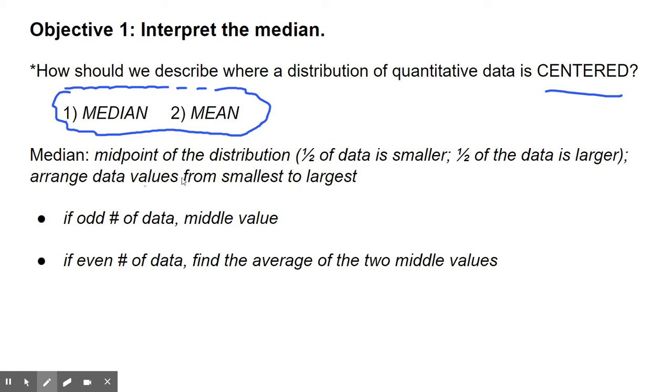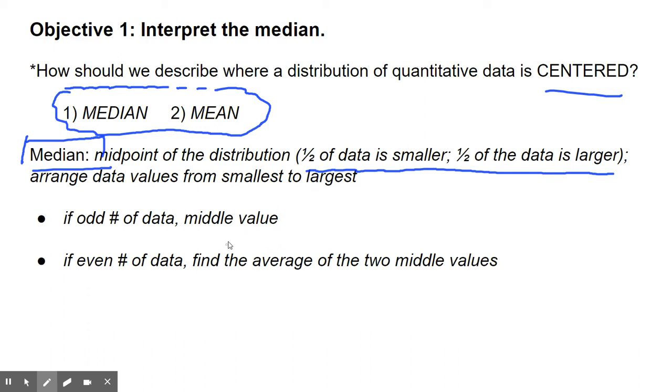So what is the median? It's the midpoint of the distribution. So for your median, if it's the midpoint, that means that half the data is smaller and half the data is larger. Okay, and again, if you're going to do it by hand, you should arrange the values from smallest to largest. If it's an odd number of data, it's the exact middle value. If it's an even number of data, you have to find the average of the two middle values. So for the first one with an odd number, it will be one of the numbers in your data set. But for the second, if it's an even number of data, it might not be an exact number. It might be like a half, like a 12.5 or something like that.